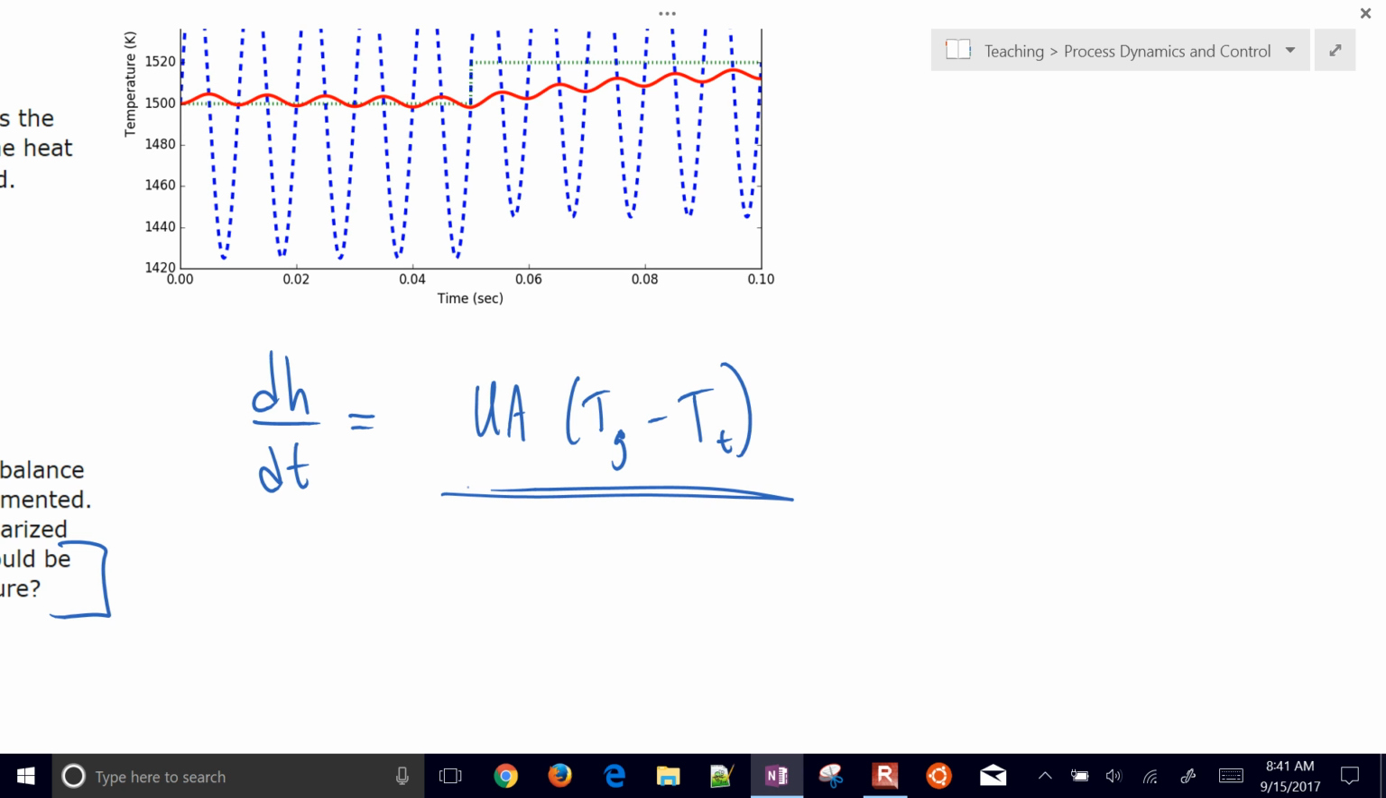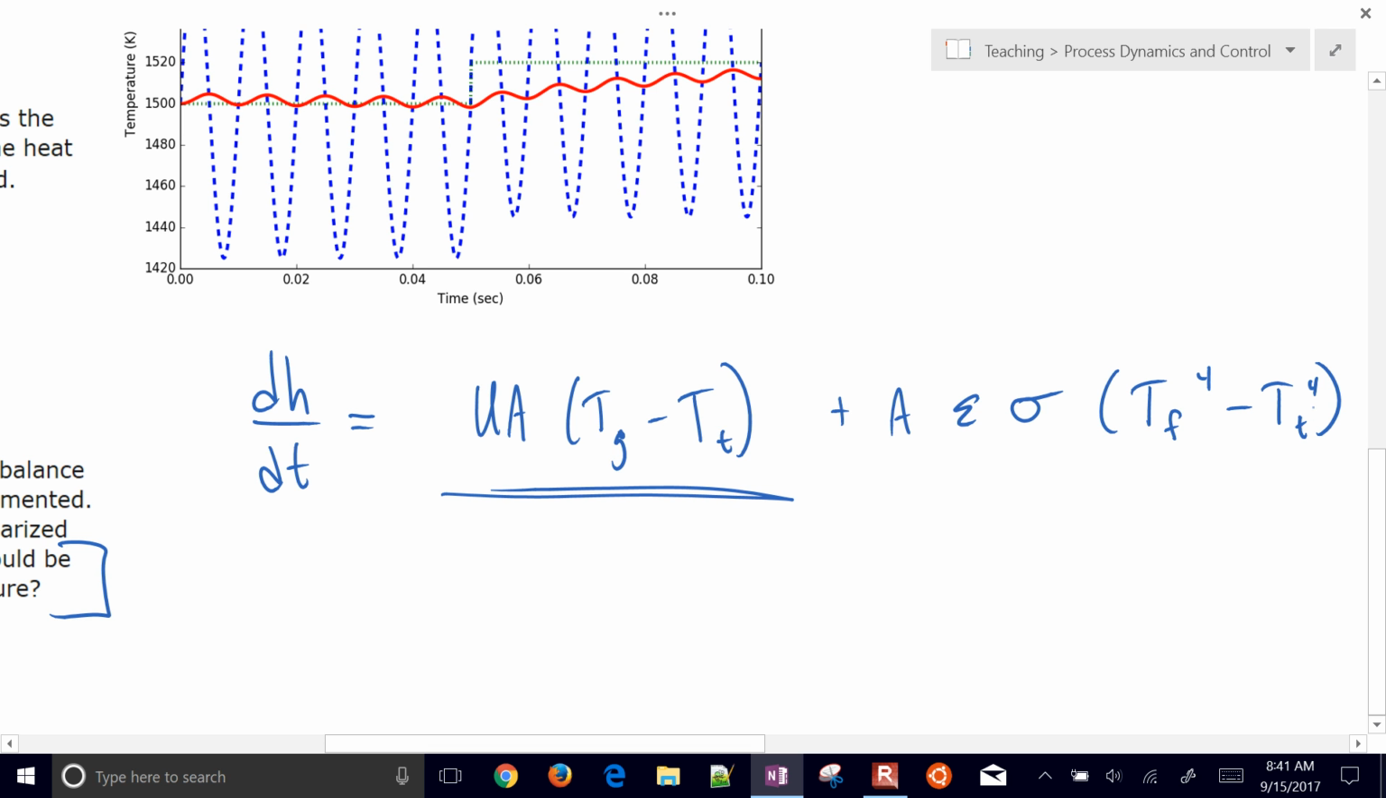And then I also have to put in my radiative heat transfer as well. And that's going to be the surface area, times the emissivity, times the Stefan-Boltzmann constant, times the temperature to the fourth of the flame minus temperature of the thermocouple to the fourth.